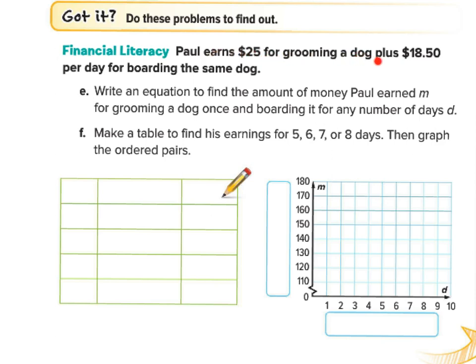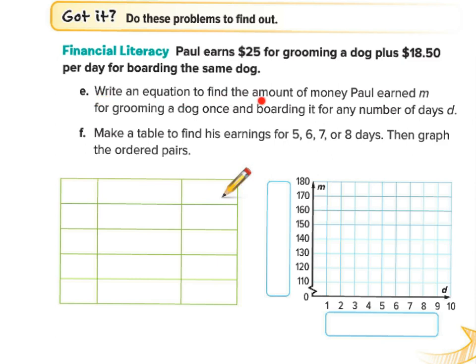For grooming plus $18.50 per day. The $18.50 is going to have to get multiplied by the number of days, and these two values will get added. So it'll be essentially 25 plus $18.50 times D, right? Times the number of days. You'll see what I mean in a minute.